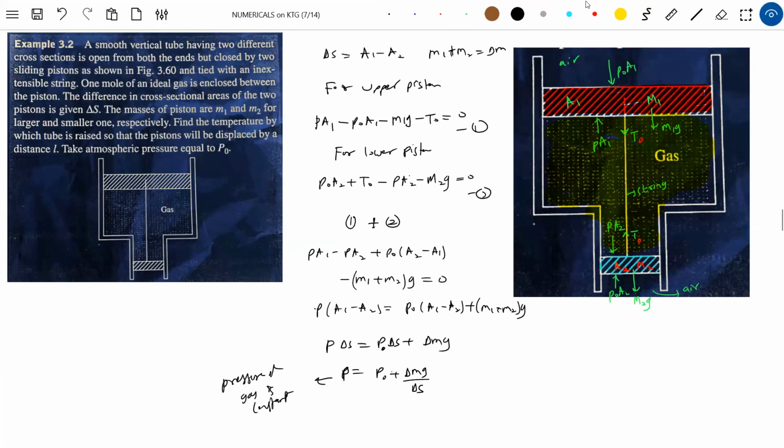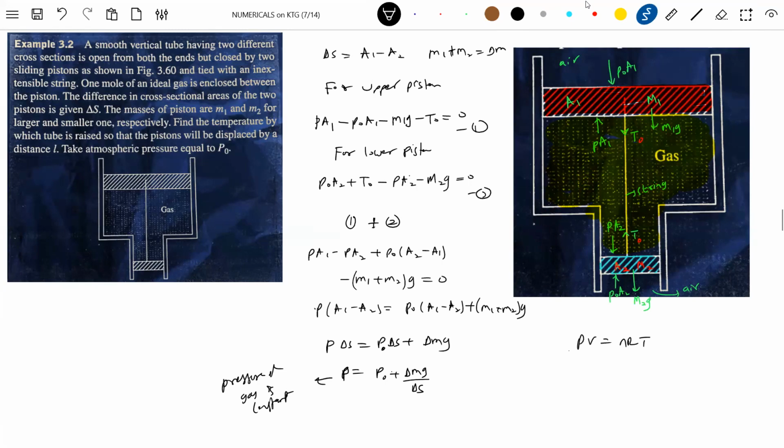Okay, now after this, what is it telling? Find the temperature by which the tube is raised so that the pistons will be displaced by a distance L. So now I'll supply heat. Pressure of gas is constant, so all the heat supplied will be converted into rise in temperature. Now, in what direction will the pistons move? Will it move up or down? Because I supply heat, pressure constant. So let's go for the formula.